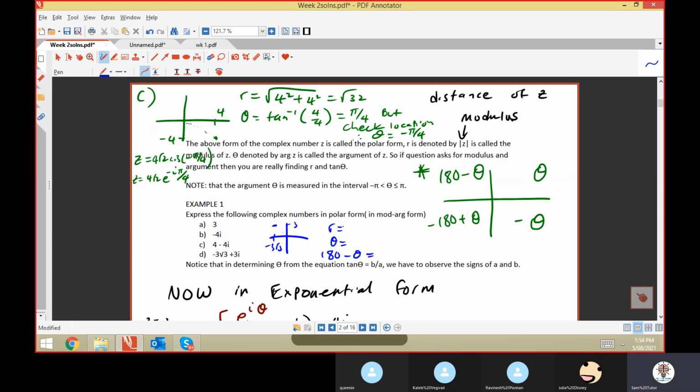R, anyone have R? 6. 3 squared is 9. 9 times 3 is 18, no, 27. 27 plus 9, 36. Square root of 36, yep, perfect.